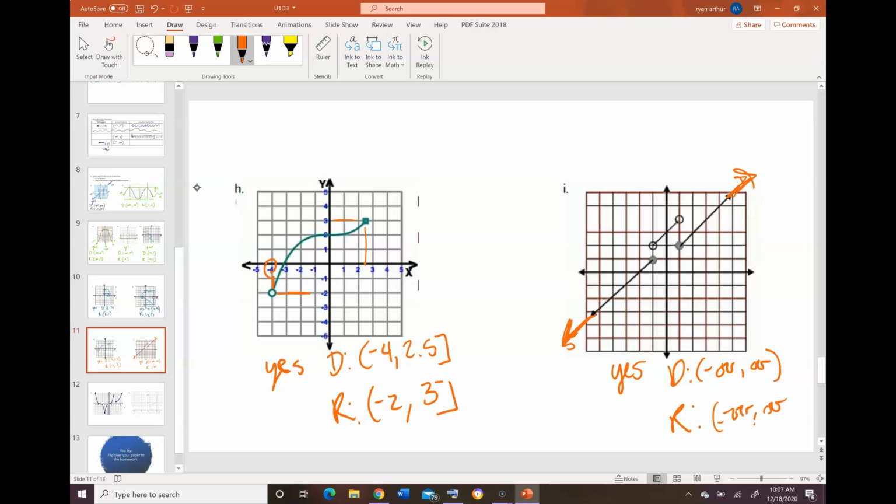Okay? All right. So that is it for function notation with domain and range and converting to function notation. All right, guys? So let me know if you need anything else.